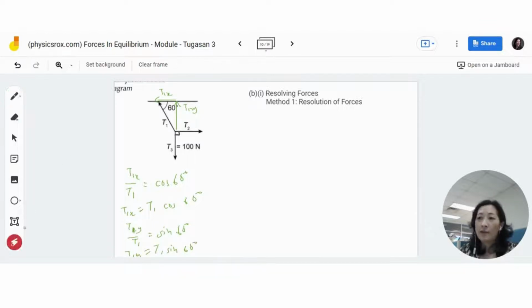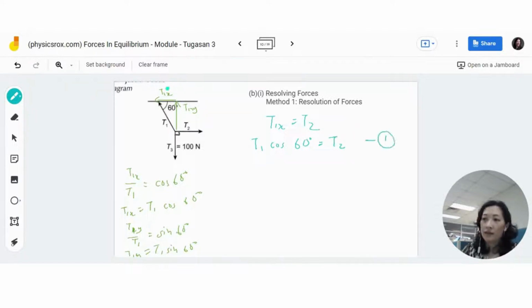So to solve this, remember that all the horizontal components will be equal to each other, right? So let's use blue. T1x equals T2, which means T1 cos 60 equals T2. Now we've got two unknowns over here. So let's look at the other comparison, which is T1y. So T1y equals T3, which is 100. So I'll just write 100 here straight away. T1y is T1 sine 60, which is 100. And from here you can solve T1.